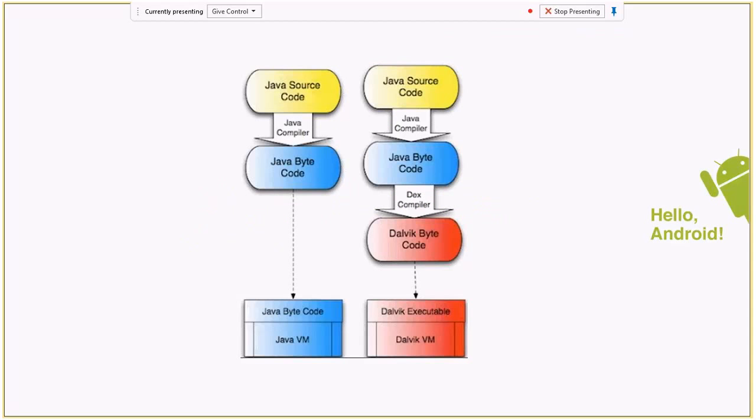So this is how it goes. Java source code is compiled into Java bytecode to run on the JVM, but to run on the Dalvik virtual machine, there's a Dex compiler which comes as a part of the SDK tools. It will convert all your Java .class files into something called a Dex file, which will finally run on the Dalvik VM.